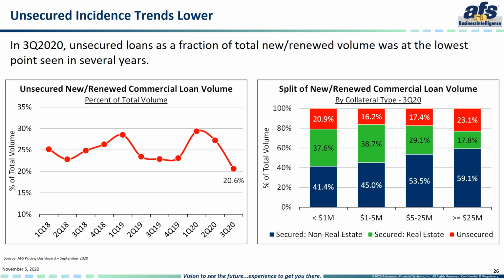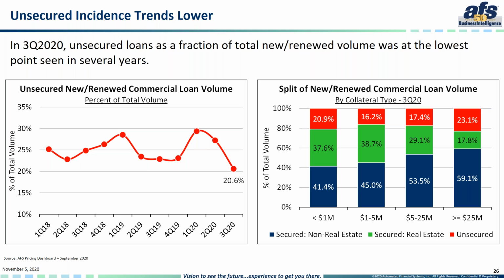So with higher charge-offs potentially looming on the horizon, a lot more attention is now turning to structural trends and the strength of the collateral securing commercial loans. Thankfully, the vast majority of commercial new and renewed loan volume is in fact secured. If you look at the left-hand chart, the trend series, we can see that as of the third quarter, unsecured loans made up just over 20% of the total volume, which is the lowest ratio reported in several years. We can go back even further in time, and I think this 20% is one of the lowest statistics we've seen in quite some time.